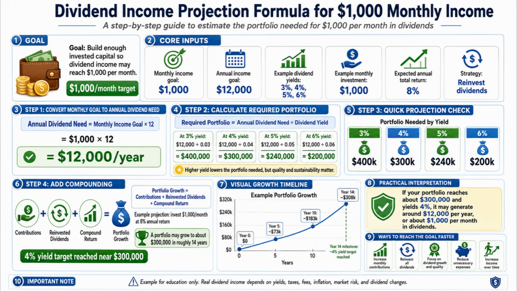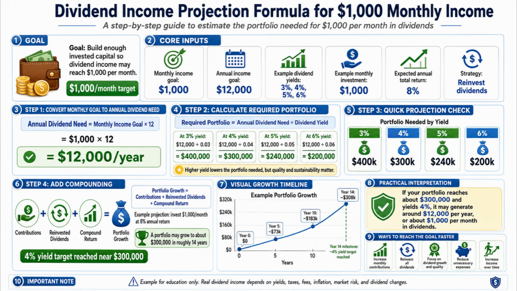First, let's understand the target clearly. If your goal is to receive $1,000 per month in dividend income, then the first thing you need to do is convert that monthly target into an annual dividend goal. In other words, you multiply the monthly income goal by 12. So, $1,000 multiplied by 12 gives $12,000 per year. That means your portfolio needs to generate about $12,000 annually in dividends.